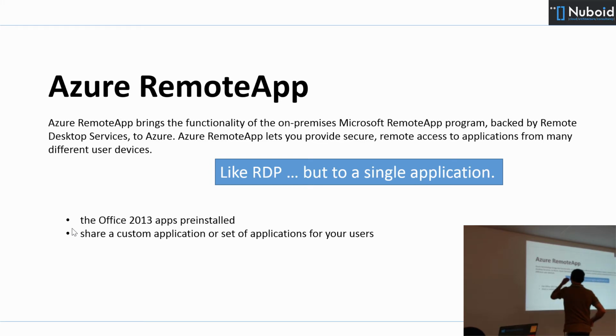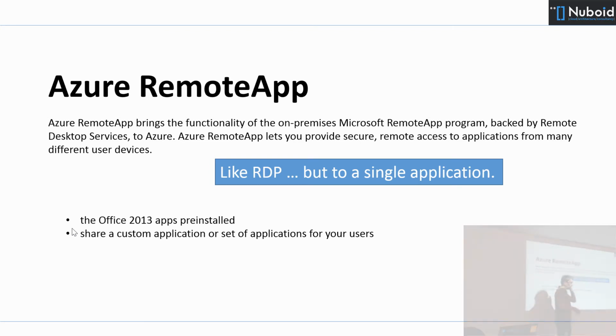What is the idea about the remote app? It is also an existing technology that is living also outside Azure. You can use a remote app just in an on-premise environment also. Remote app does what RDP does for a desktop, but it is a virtualization. It's a streaming of just one single application. It's like RDP, remote desktop, but it is towards a single application.